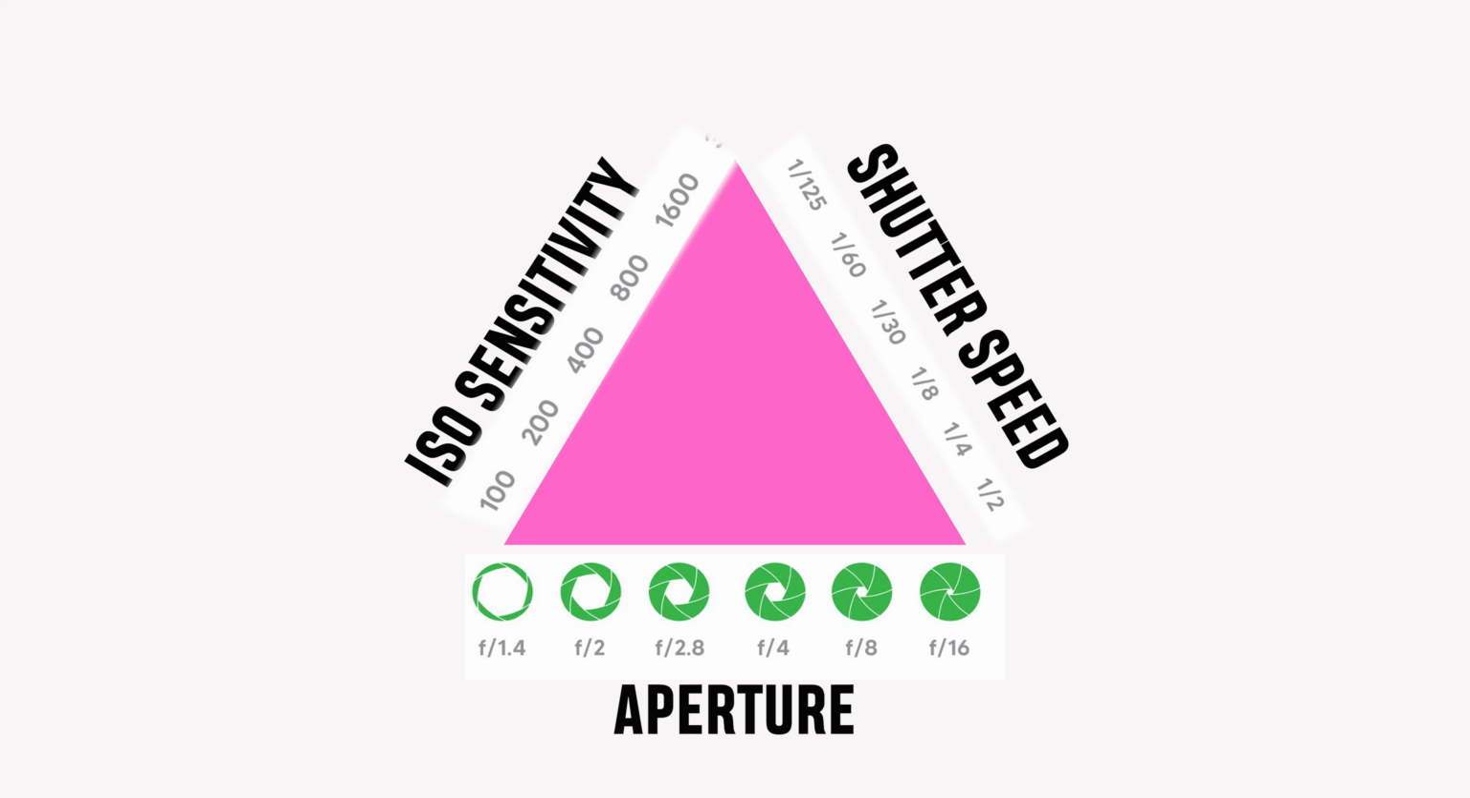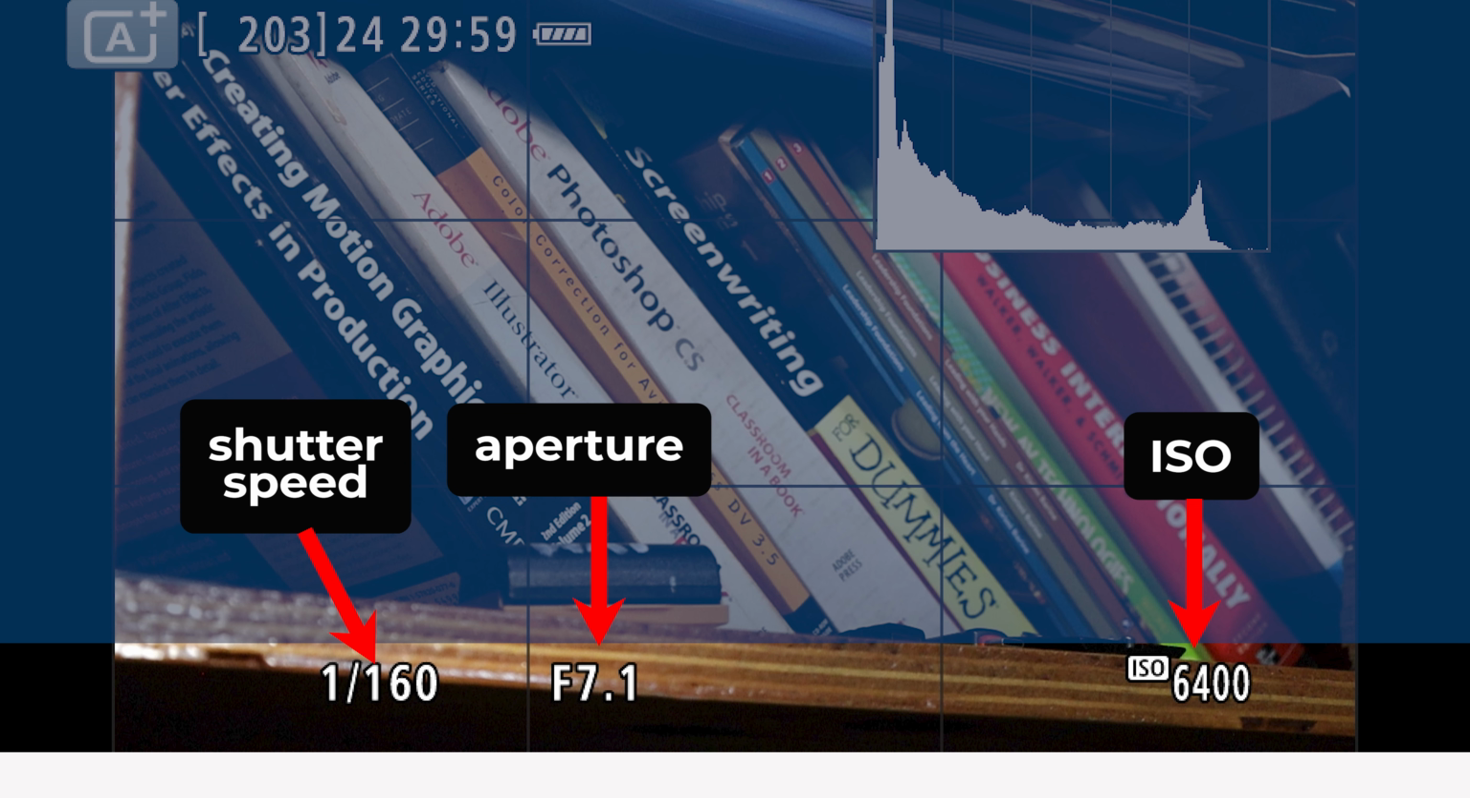Now, the exposure triangle is a basic concept in photography that shows the relationship between three primary settings controlling exposure. That is your aperture, or the opening of your lens, the shutter speed, how long your shutter is open when you're taking a picture or when you're doing video, and then the ISO, that means the sensitivity of your sensor to light. So these elements work together to determine the brightness or darkness of an image.